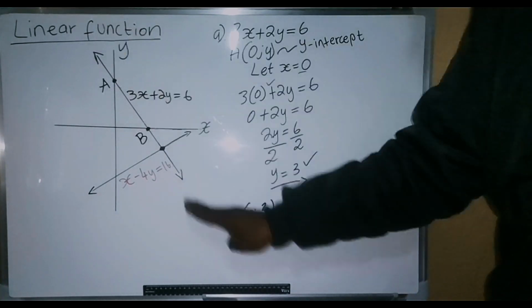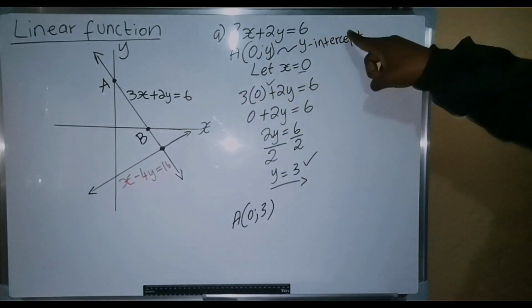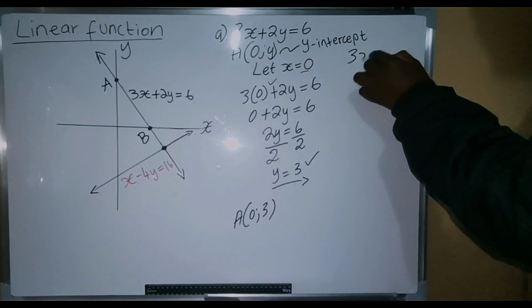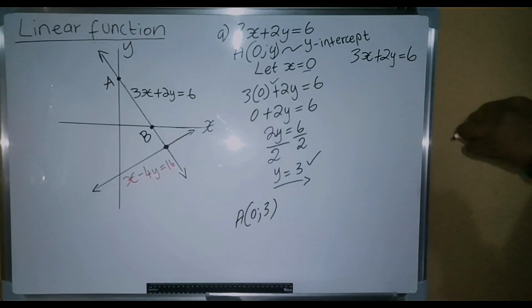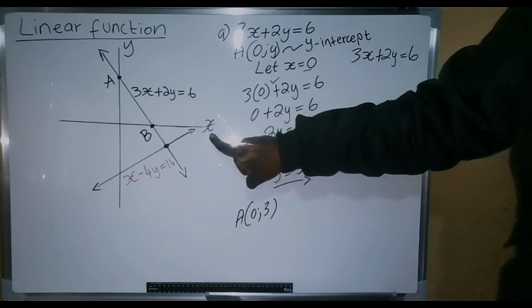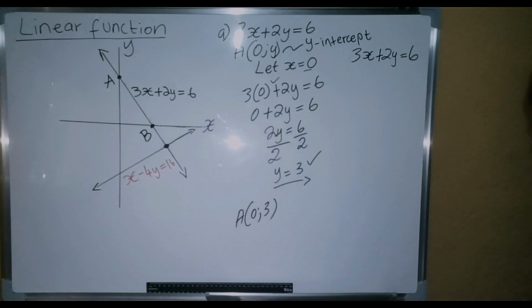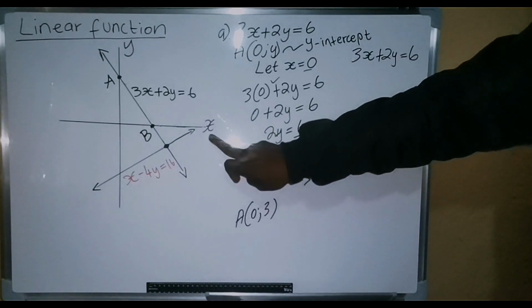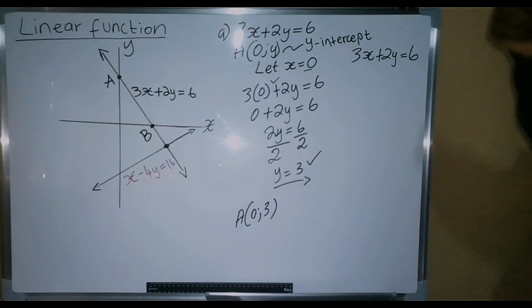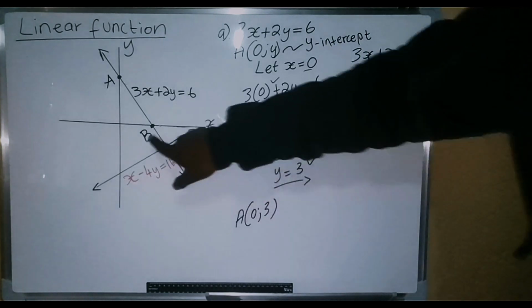It's a point that lies on the very same graph, 3x plus 2y equals 6. Point B touches the x-axis, so it is our x-intercept, which means it is the point that intercepts with the x-axis.